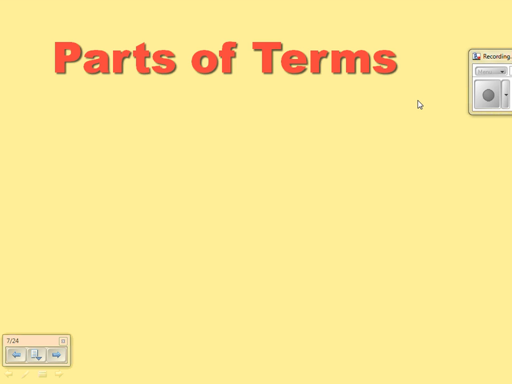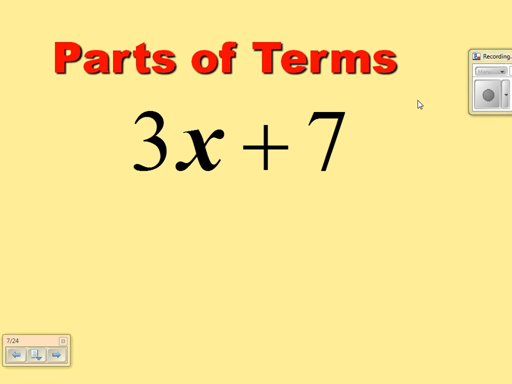So we should know what a term is now. I want you to look at the next one. Parts of a term. In this particular expression, 3x plus 7, there are actually 2 terms. One term is 3x, the other term is 7. Why are there 2 terms? Because how many things are being added together? 2 things. Therefore, there are 2 terms. Again, 3x and 7.